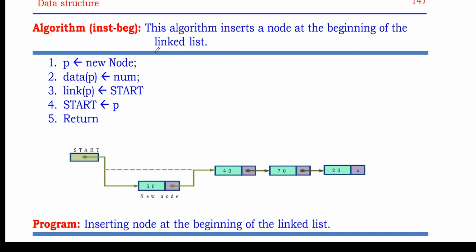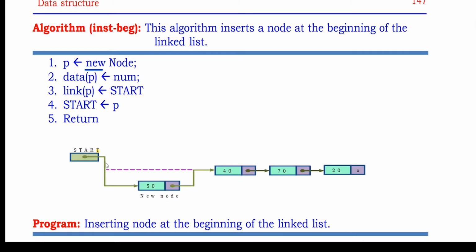So it is a very simple algorithm. This algorithm inserts a node at the beginning of the linked list. P is equal to new node. This is where we are creating a new node, you can think of it as the new operator. The node is a data structure, a structure type, and we are filling data into that new node. So we just created this one new node. Just imagine it like this. Actually we do not have this, it is just for simplicity's sake.